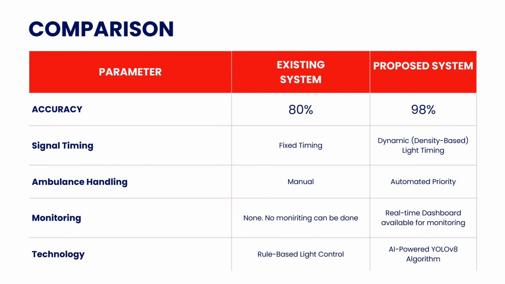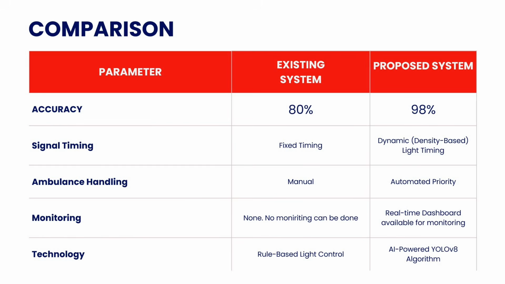You can see the existing system will reduce 80% of traffic, but our proposed system will reduce 98%, which means nearly 100% of traffic will be reduced with the help of this proposed system. Usually the existing system operates on a fixed timing basis. The proposed system will operate based on dynamic, vehicle density based control.